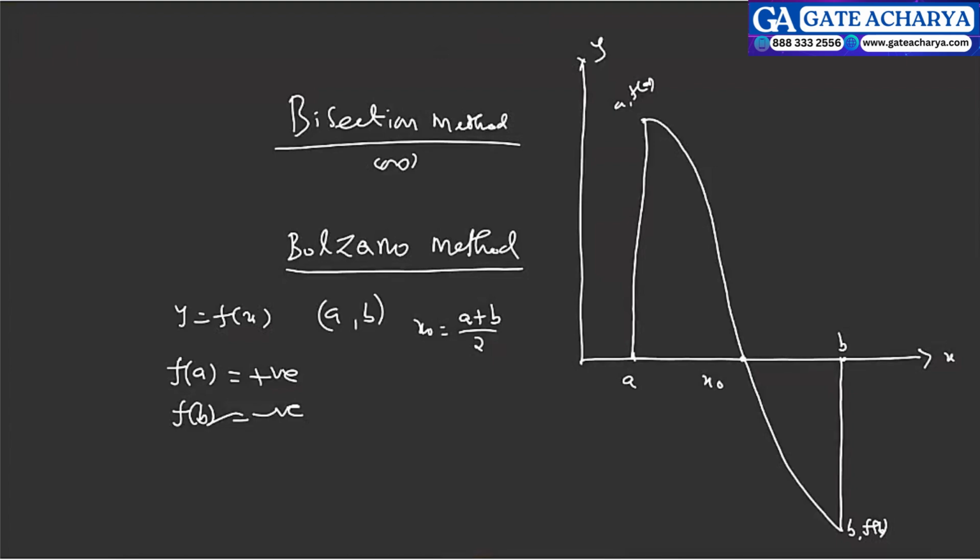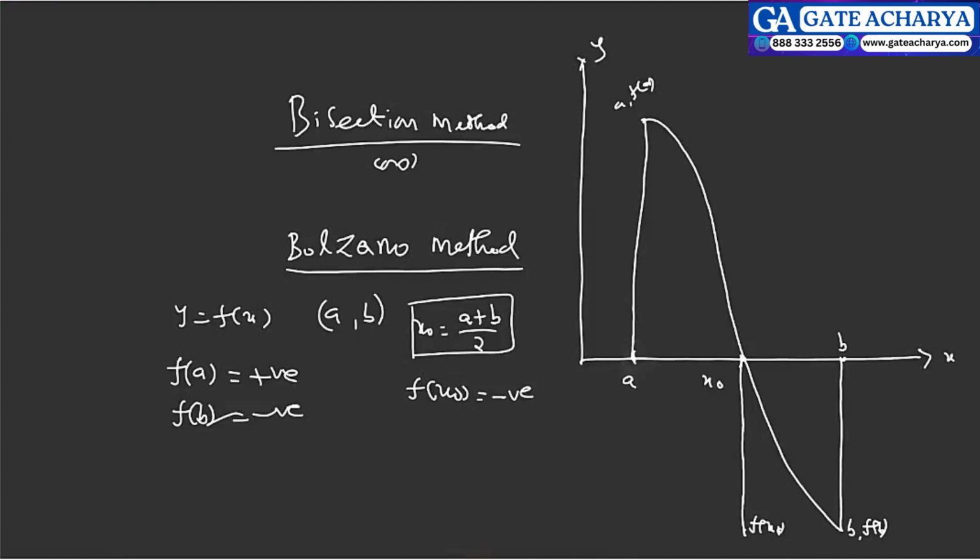Then what is f of x naught? It is our initial point. We substitute that value into the function and get some value. We check whether it is positive or negative. Suppose f of x naught is negative. F of x naught negative means the curve moves in the downward direction. It is our f of x naught.